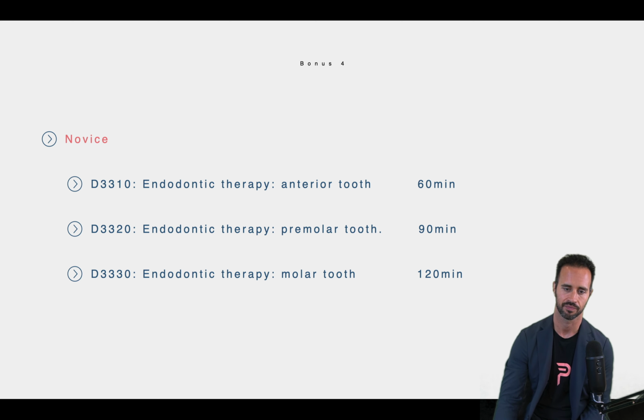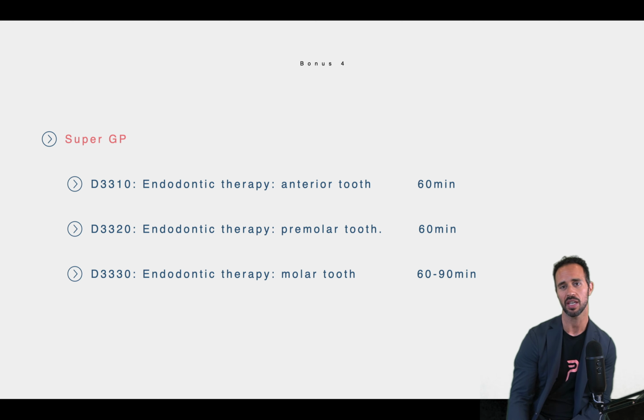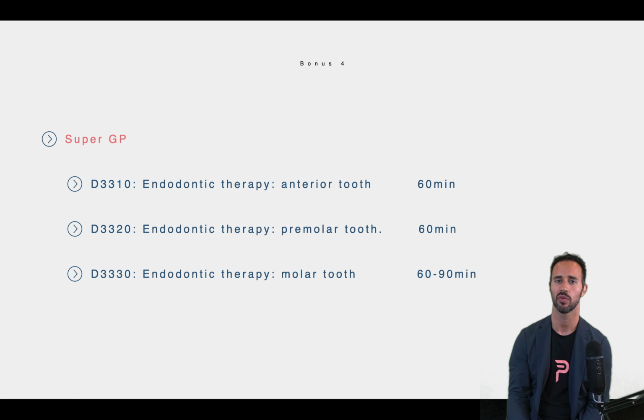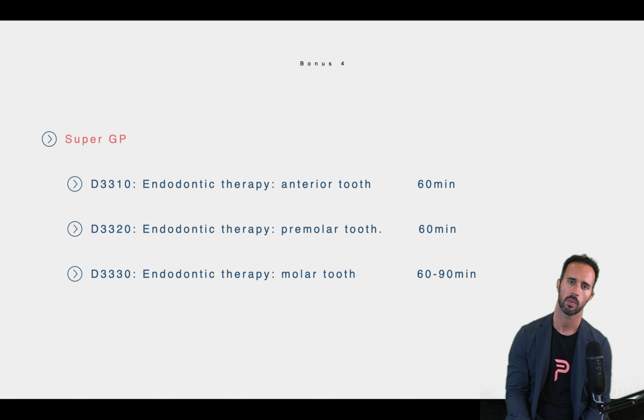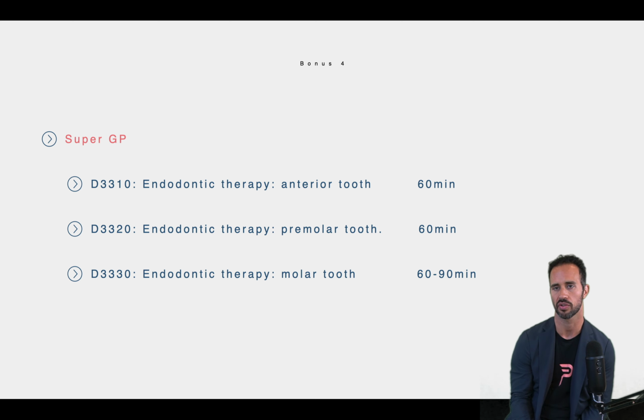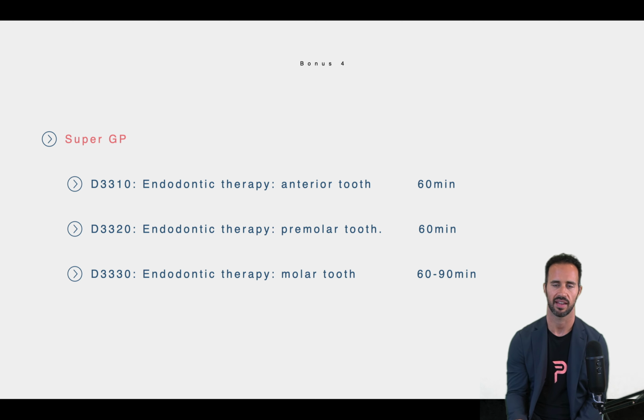And then if you're a super GP, which is the whole idea here, and you feel comfortable and confident in your endodontic skills, then I'd recommend scheduling something like this. And this more closely resembles how I personally schedule my endo treatments. So your 3310s, your anteriors, you may want to book for an hour. Your 3320s, your premolars, also you may want to book for an hour. And then your molars, your 3330s, that might be anywhere between 60 and 90 minutes dictated by the case.